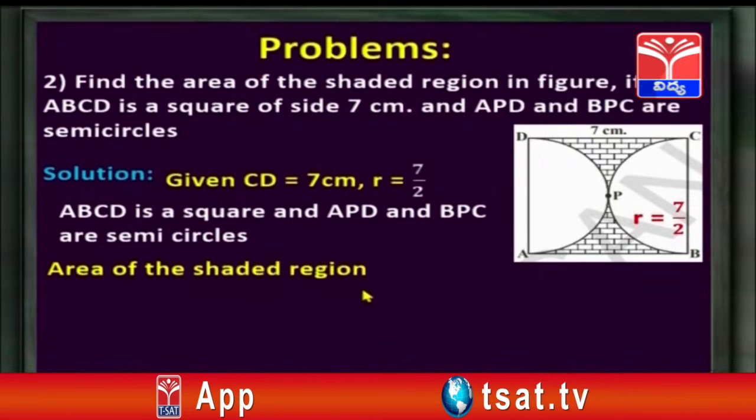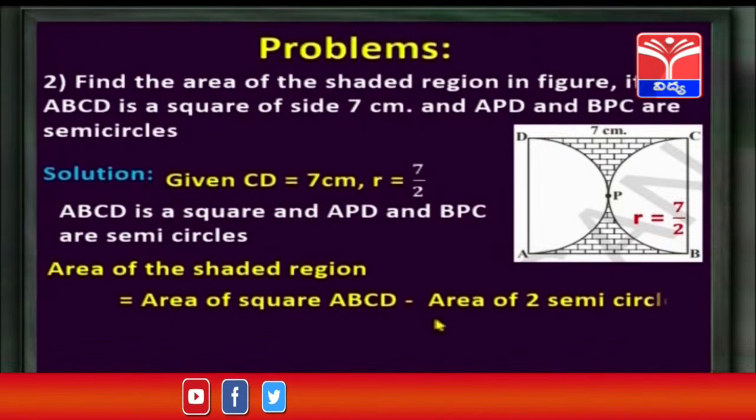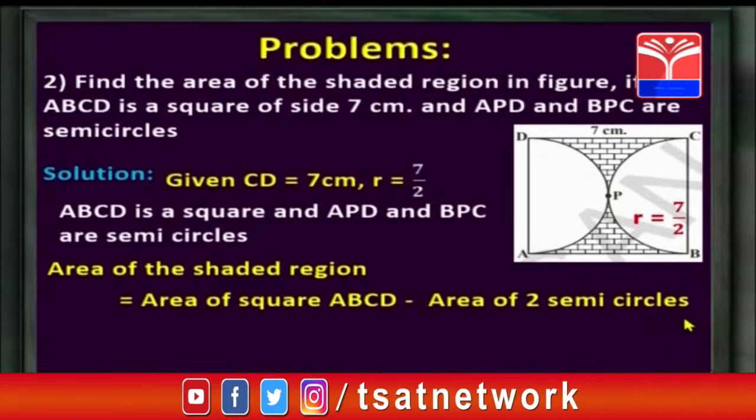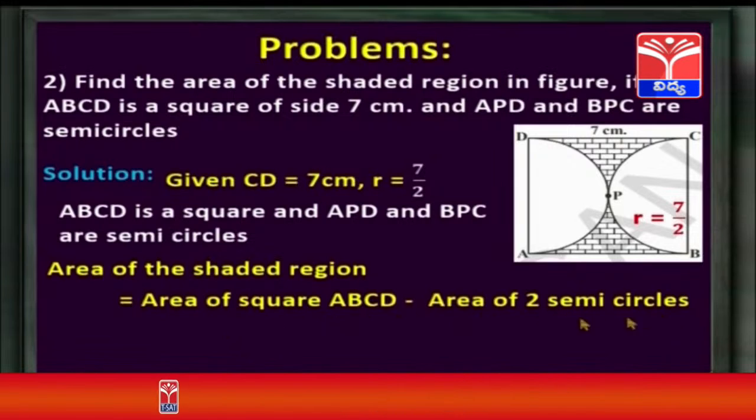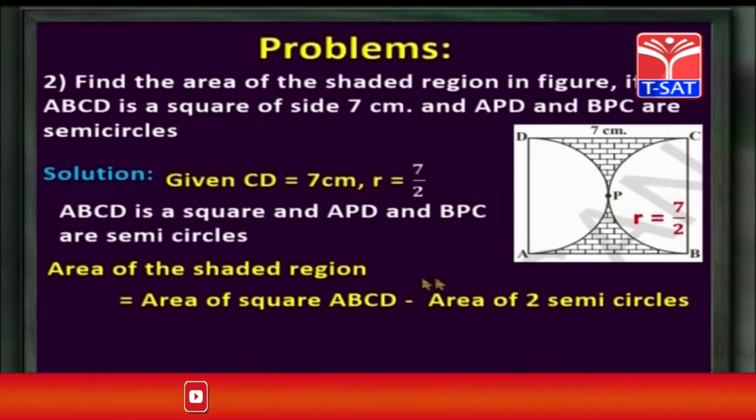Area of the shaded region is equal to area of square ABCD minus area of two semicircles. We know the area of a square formula, which is side into side, and the area of two semicircles is nothing but the area of one circle, that is pi r square.